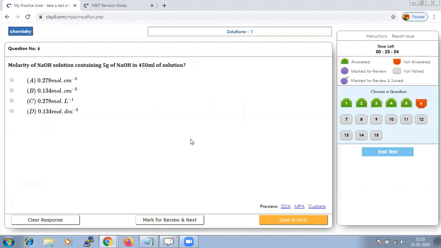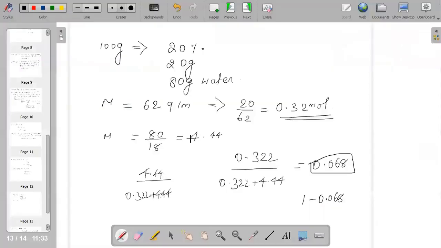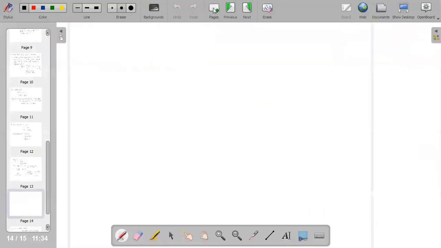Molarity of NaOH solution containing 5 gram of NaOH in 450 ml of solution. So for molarity, we know the formula: moles of the solute by volume of the solution in liter. They have given us the volume of the NaOH solution as 450 ml. Do focus, they have given it in ml, but we need it in liter.